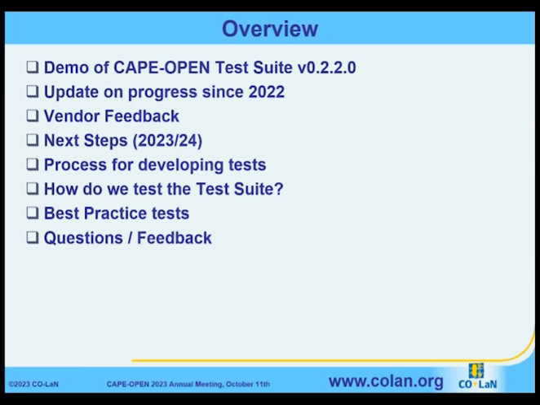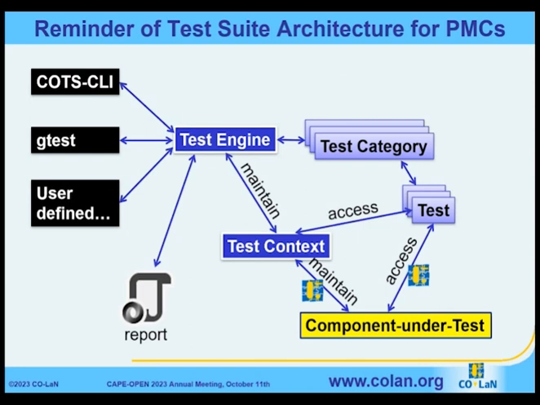So without further ado, a very quick reminder of the test suite architecture that has been developed for testing PMCs. Thanks to Jasper for putting this diagram together for me last week. So we have developed the test engine, this bit in the middle here, which is bespoke code, developed and maintained for CO-LaN. The end users will never need to see that. That is maintained and is a black box.